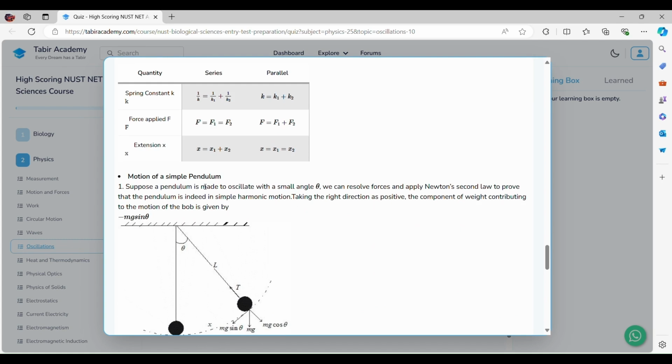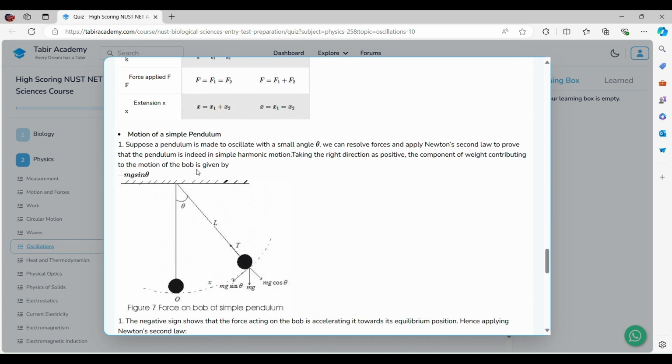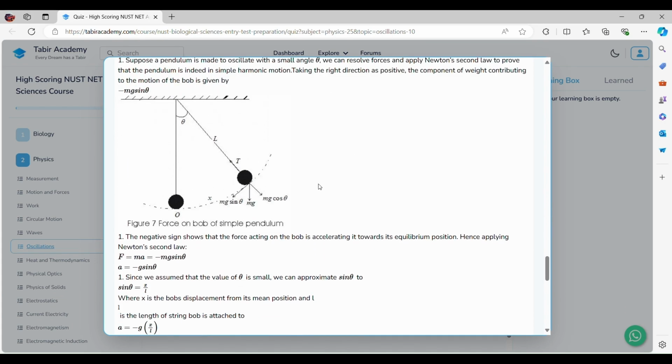Motion of a simple pendulum. Suppose a pendulum is made to oscillate with a small angle theta. We can resolve forces and apply Newton's second law to prove that the pendulum is indeed in simple harmonic motion. Taking the right direction as positive, the component of weight contributing to the motion of the bob is given by minus mg sin theta. This is theta, this is L, this is T. Figure 7, force on bob of simple pendulum.